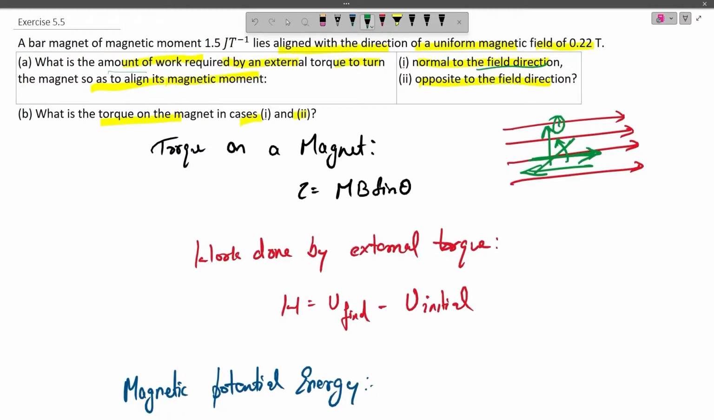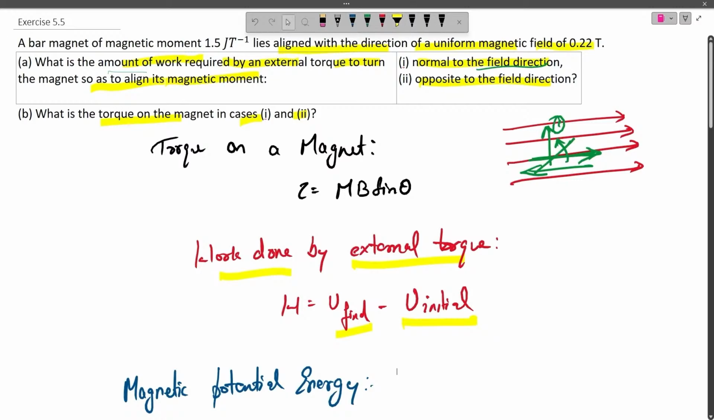Now we know that torque on a magnet is given by tau equals m B sine theta, where m is the magnetic moment, B is the magnitude of the magnetic field, and theta is the angle between the magnetic moment of the magnet and the magnetic field. We also know that work done by external torque is equal to final potential energy minus initial potential energy.